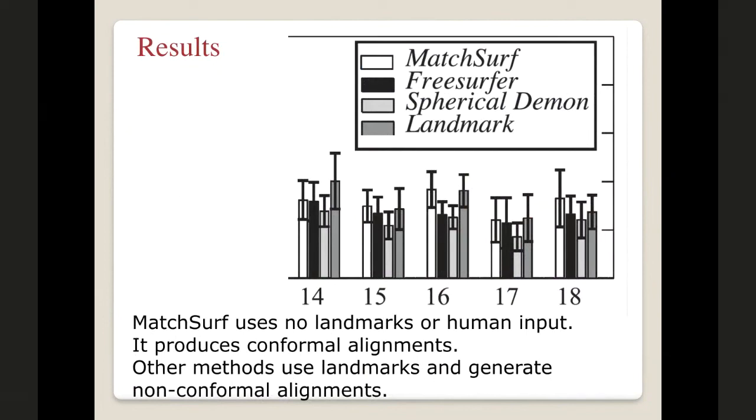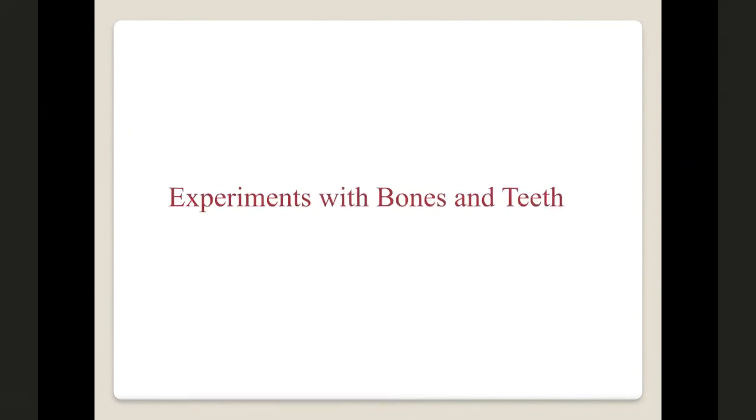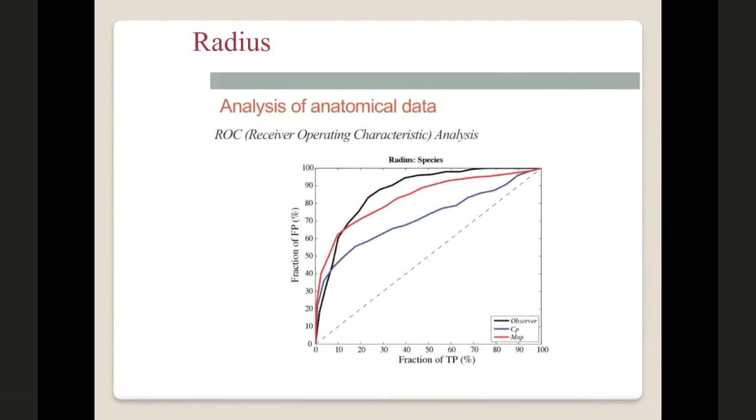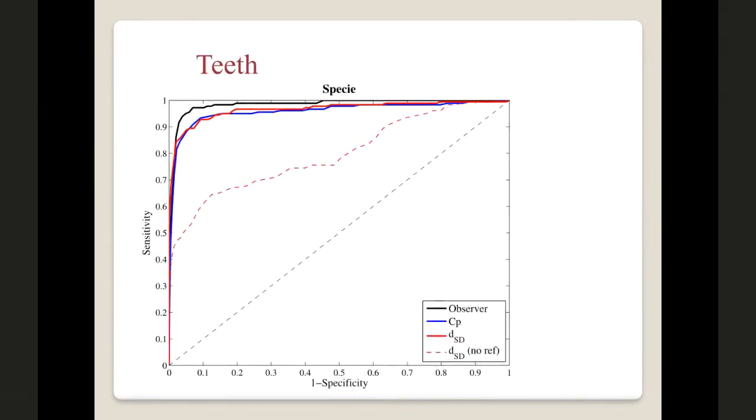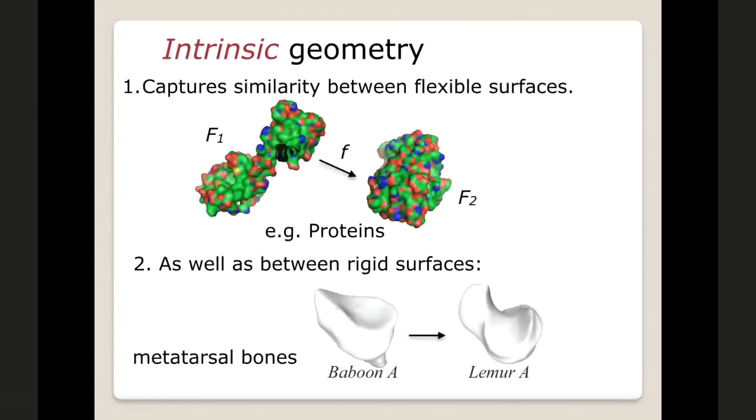These are software methods which are developed with NIH grants by large numbers of software engineers working in medical imaging. And they have landmark input, so a lot of human expertise went into making their alignments. And we did approximately as well with no human input at all, just using geometric descriptions of the brain surface. Other experiments were done on bones and teeth, and again, we did about as well as the best software or human experts in these fields.